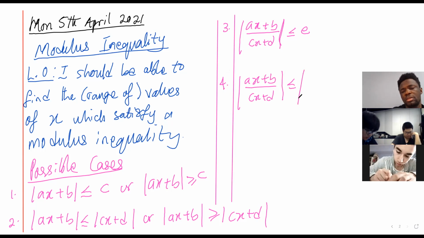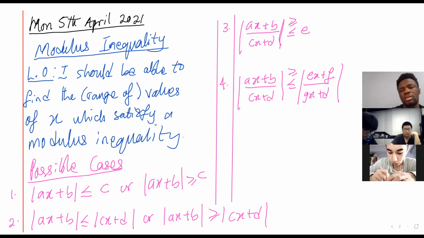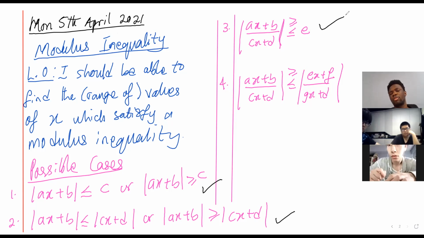Something like this: gx plus f over gx plus h, something like that. Of course, this could also be greater than or equal to. So these are possibilities, but the most common ones for you are this, and maybe this one. Number 4 is not common, but whatever you have in 4 and 3 are just like 1 and 2. The only difference is we have a rational function instead of just a linear function. Understand?